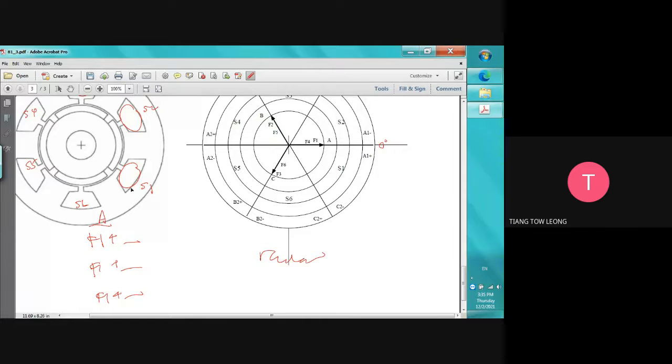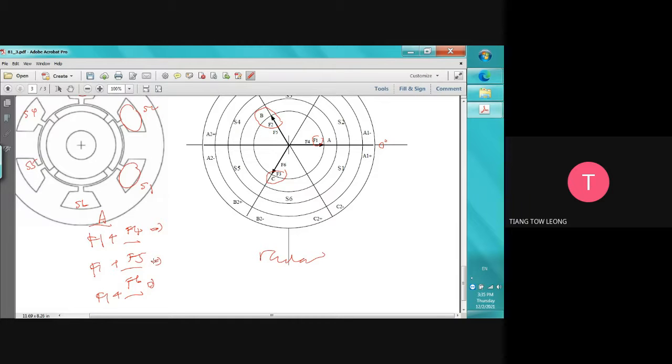For example, phase 1, we need to have 2 coils or 2 MMF. So it can be F1 plus F4, or F1 plus F5. We cannot choose F2 because F2 already belongs to B. We also cannot choose F3 because it belongs to phase C. So we can choose F1 to F4, or F1 to F5, or F1 to F6.